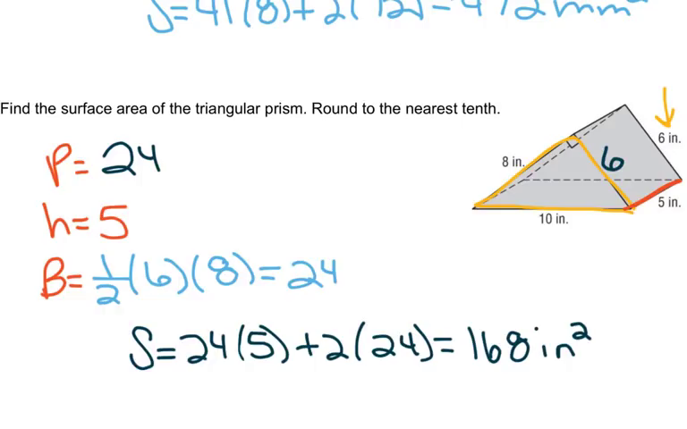So that's how you find surface area. Again, find the lateral area, perimeter times height, and add the two areas of the bases, and that will give you surface area. There you go.